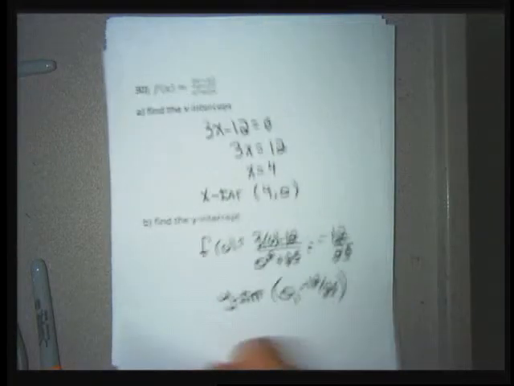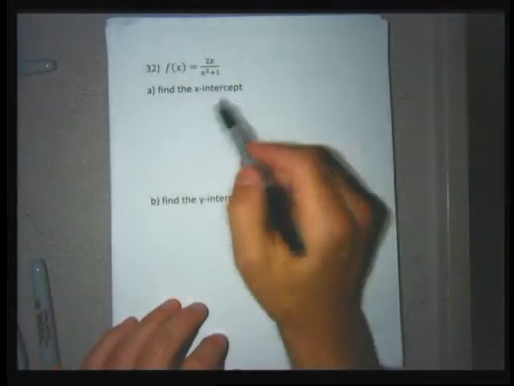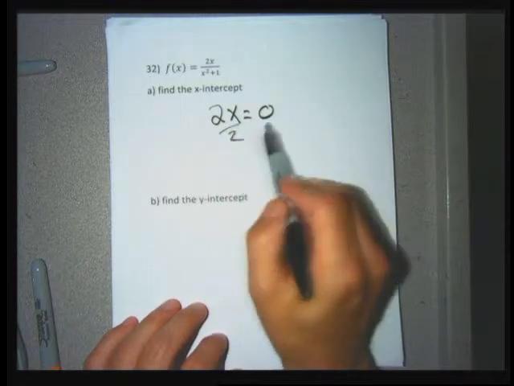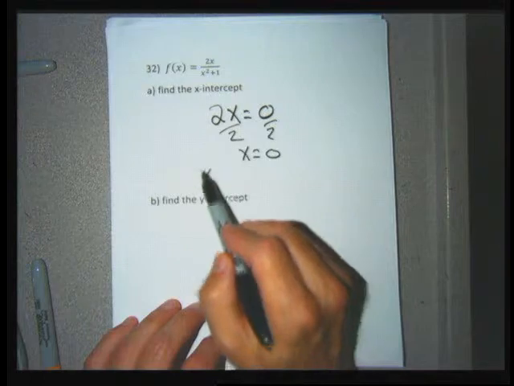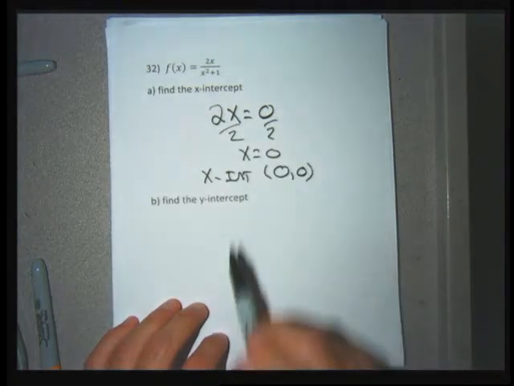More. Wow. X-intercept, numerator equal to 0. I go 2x equal to 0. Divide both sides by 2. Any fraction with a 0 in the numerator is equal to 0. So my x-intercept is going to be the point (0, 0).